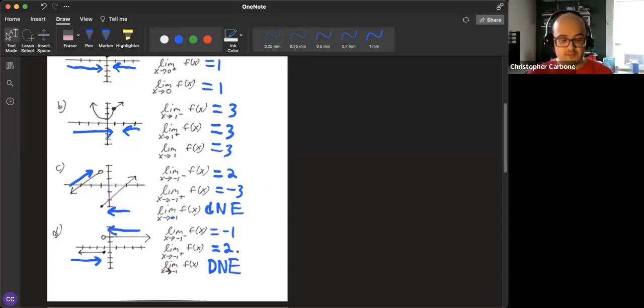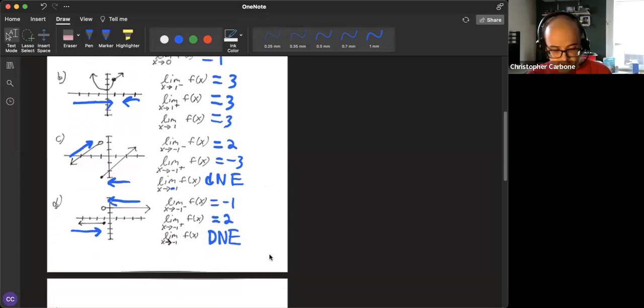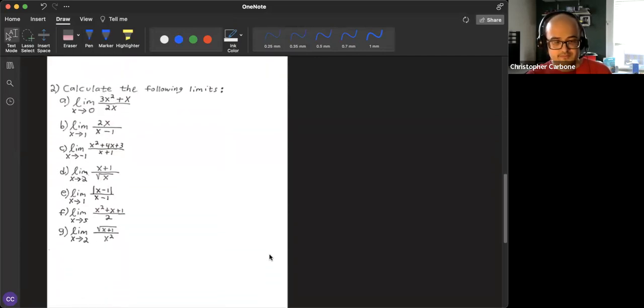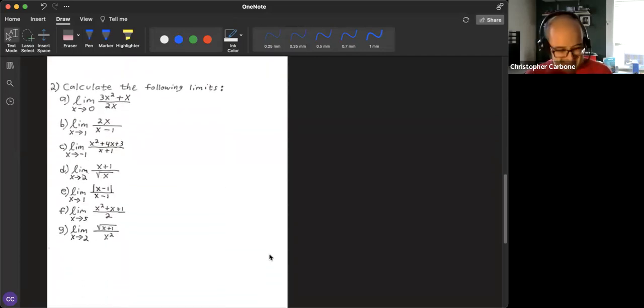So that's it for the graphing ones. I also have a couple of function-based ones, as we can see here. So my first one, we want to calculate these limits, if possible, of course.